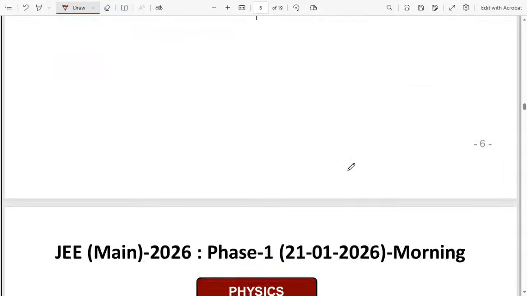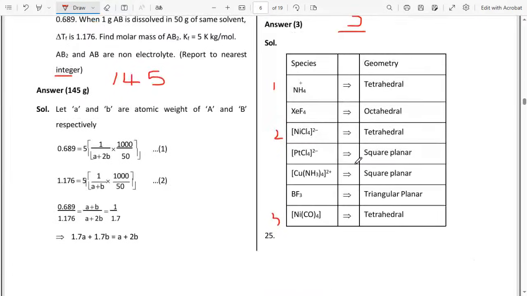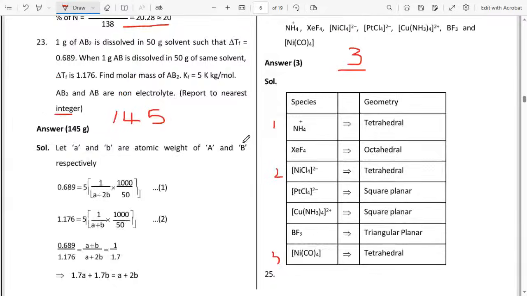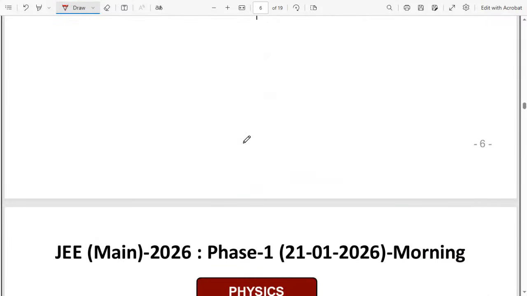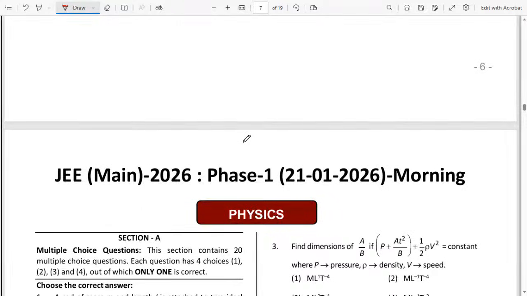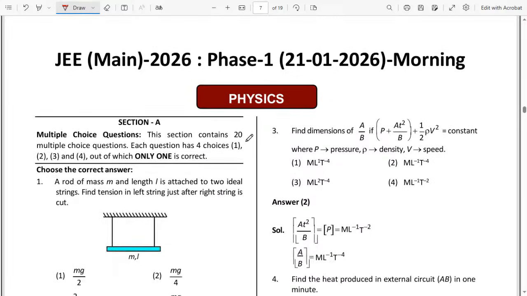Next, yes students, so as you know, all these questions are based on memory. So some of the questions are missed. We will get all the answers and questions when NTA releases the question paper. Yes students, let us see the question paper of physics, JEE Mains 2026, phase 1, which was held on 21st January 2026 morning session. So let us see physics questions.